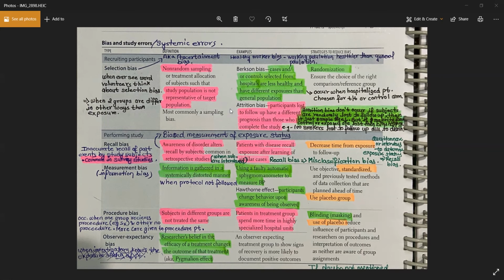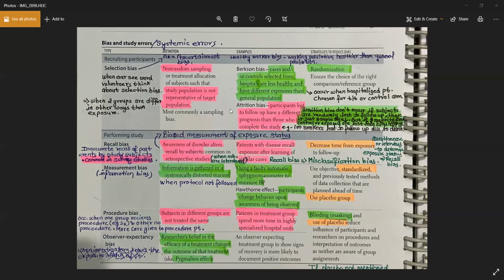Now if there's an exposed group and a non-exposed group, and random individuals from both groups are lost, let's say there are 100 individuals in the exposed group and 100 individuals in the non-exposed group, and 10 individuals randomly from the exposed group are lost, and 10 individuals from the non-exposed group are randomly lost.